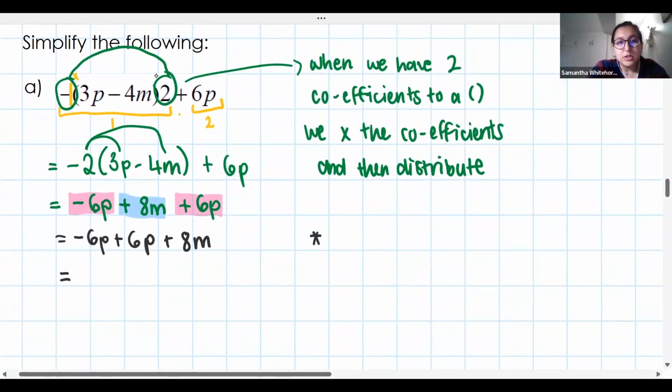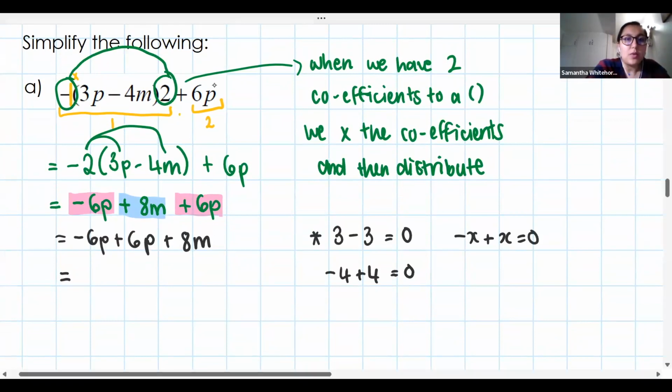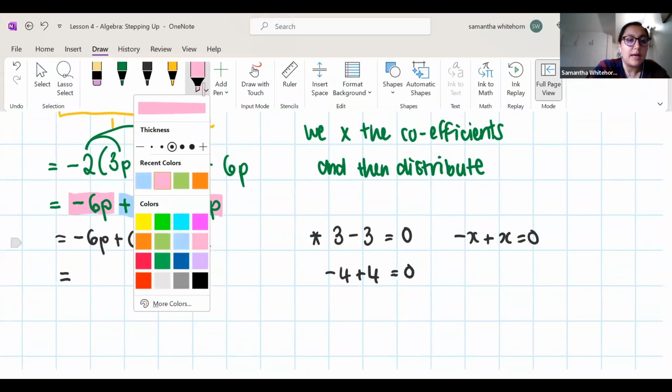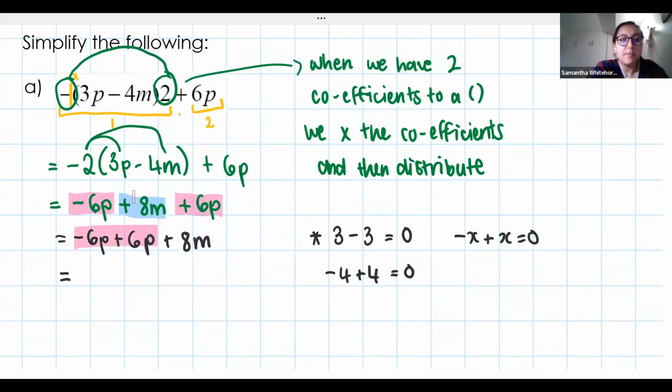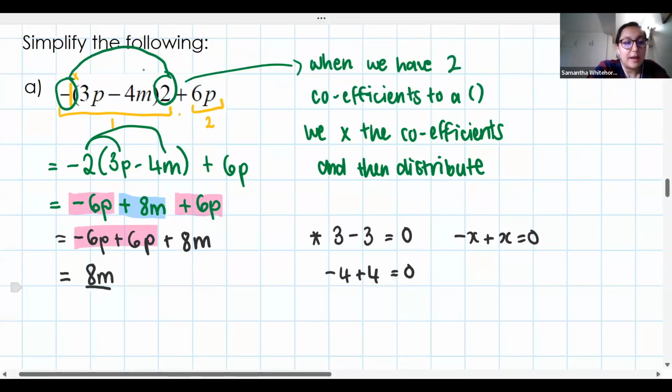Right, next thing that I want you to see is, if you have 3 minus 3, they cancel, you get 0. If you have -4 plus 4, they cancel, you get 0. If you have -x plus x, they cancel, you get 0. And so what we need to see here is that with our like terms of -6p plus 6p, they actually cancel each other out. We end up with 0. And so all we have remaining is the 8m. And we have simplified our expression.